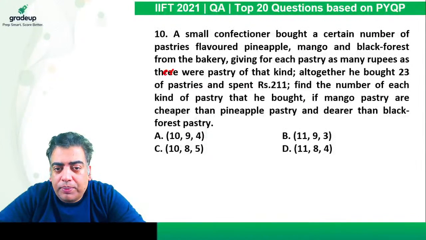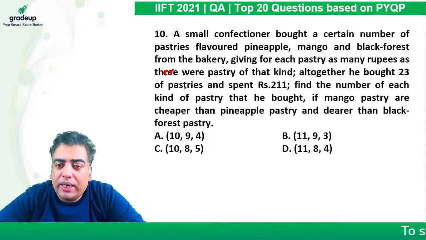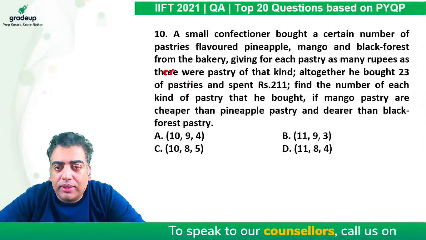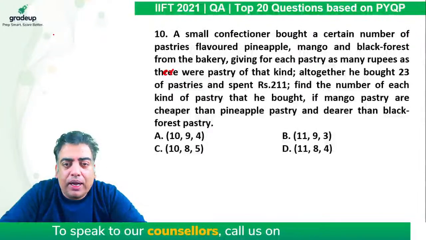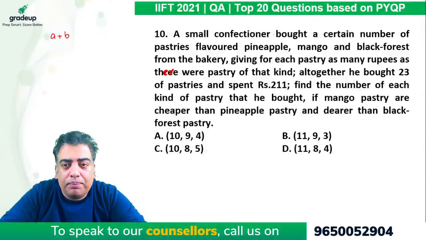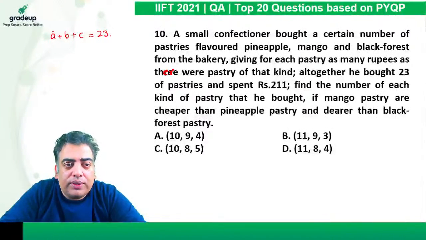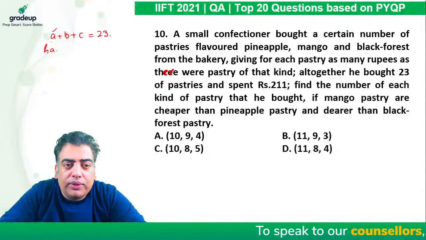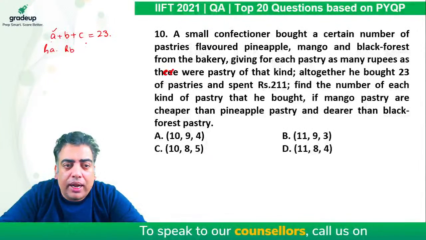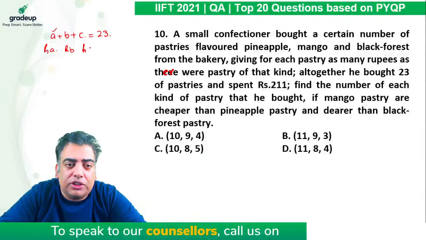As there were pastries of that kind, altogether he bought 23 and spent rupees 211. So let's say pineapple are A in number, mango are B in number, and black forest are C in number. So altogether he purchased 23 pastries. The cost of these A pastries will be rupees A each, of these B will be rupees B, and of C will be rupees C each.